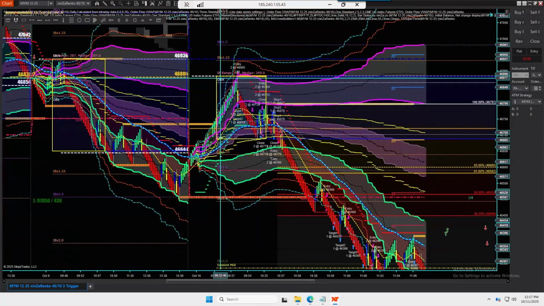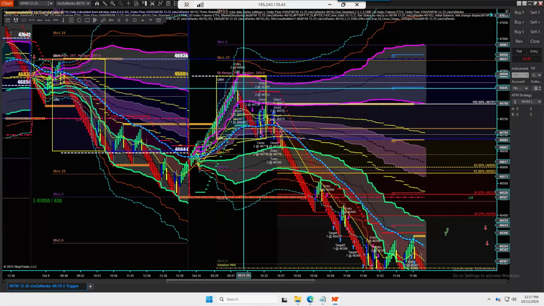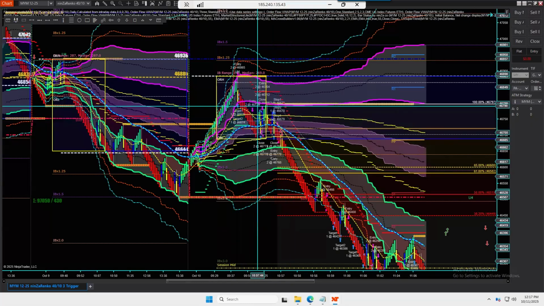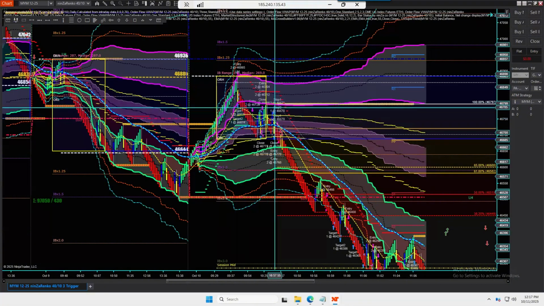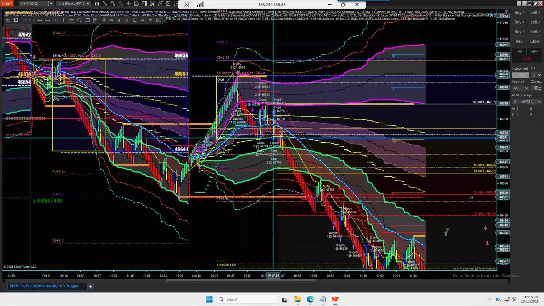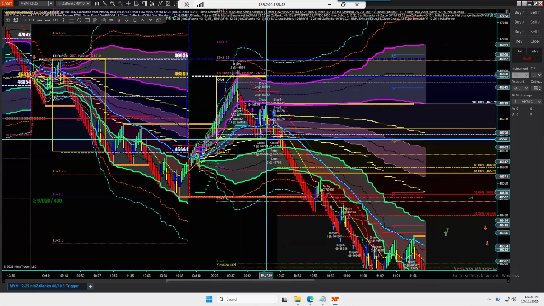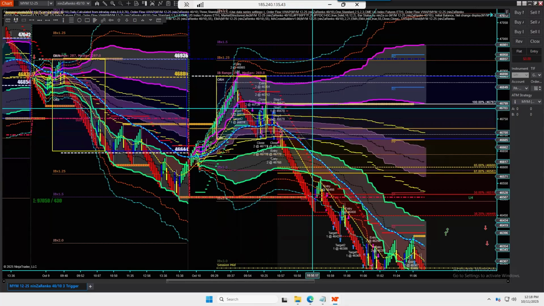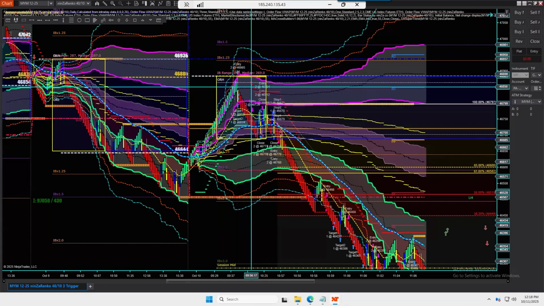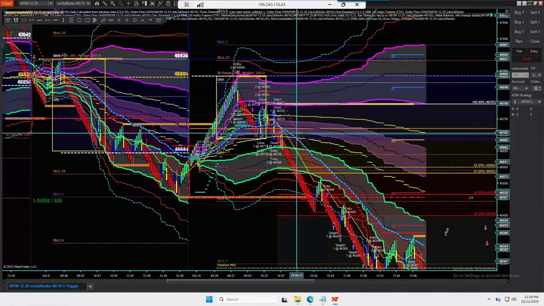Here's the opening, and this is my IB. You can see we just ranged, and this is the perfect range, between the +1 deviation and the -1 deviation. In fact, that's basically the +1 deviation and the -0.5 deviation. It just kept going up and down, trying to determine where it was going to go. But I already had my trend indicator coming down.